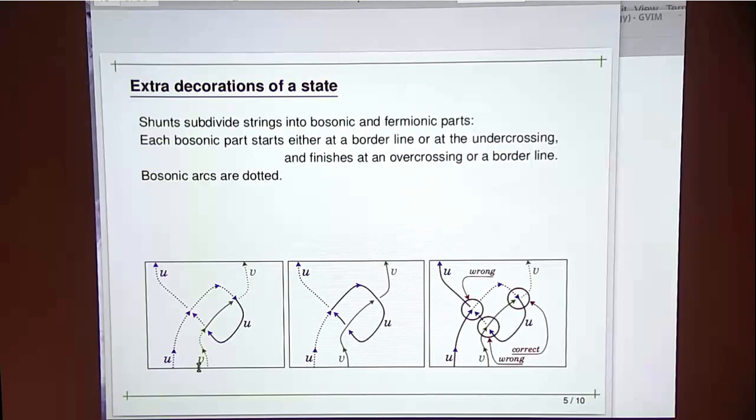We first have, say, this blue curve. It starts on the boundary and comes to the overcrossing, where it should stop. And this is bosonic. Then it follows fermionic, and then again bosonic. It starts in an undercrossing and goes to the boundary. With green also it is. But why is the third part bosonic? Okay, because it starts... the crossing's not a shunt.